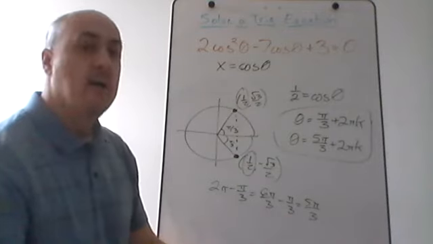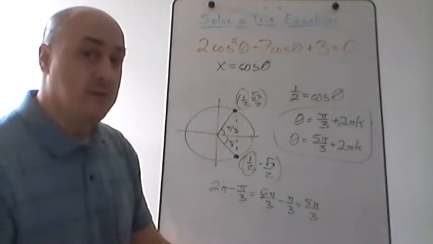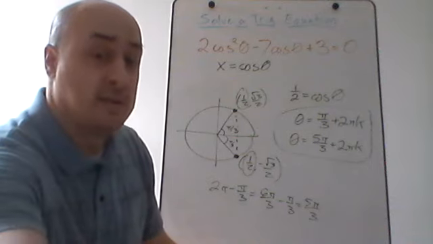Right, so that's why we add 2 pi k for every solution. I'm going to do another video now where I do another complicated type of an example, so check that one out.